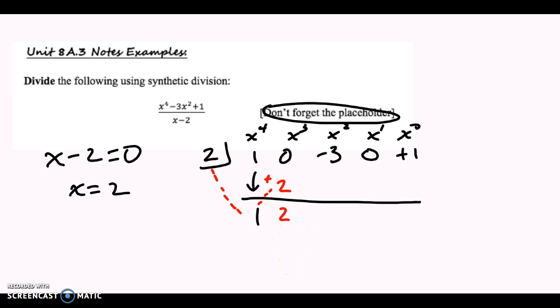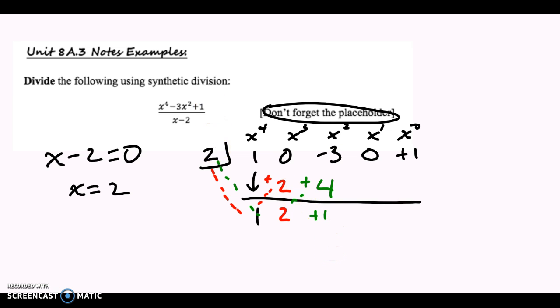Next, I repeat this process. I'm going to take the 2 and multiply that by the 2 down here, and I get a positive 4. And a positive 4 and a minus 3 is going to get a positive 1.